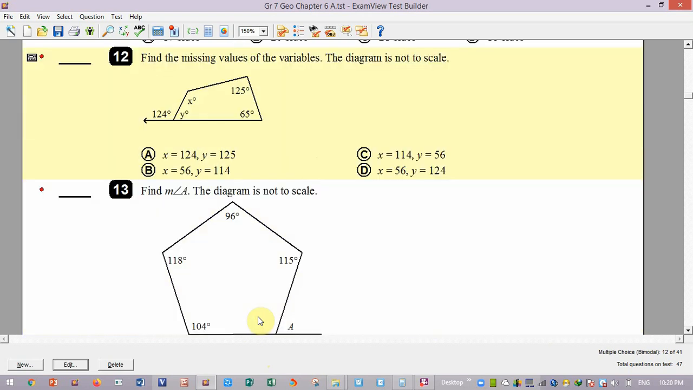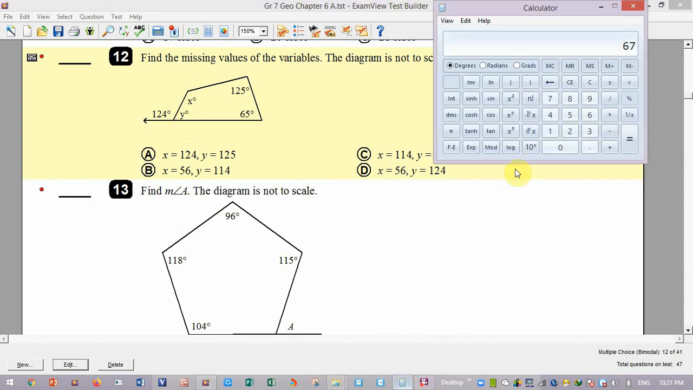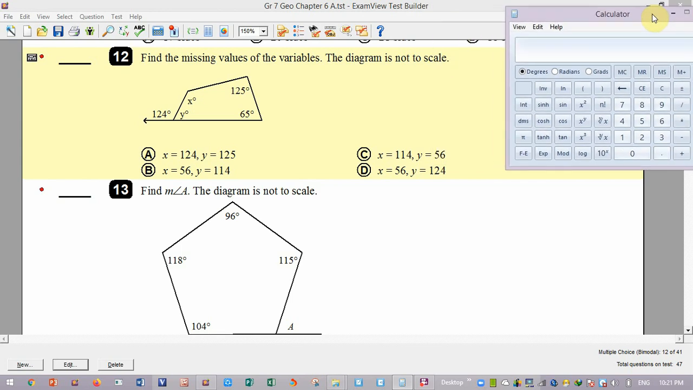Number 12, find the value of the variables x and y. The easier one, y, because this angle is a straight angle, 180. Then y equals 180, which is a straight angle, minus 124. 180 minus 124 is 56. Then y is 56.